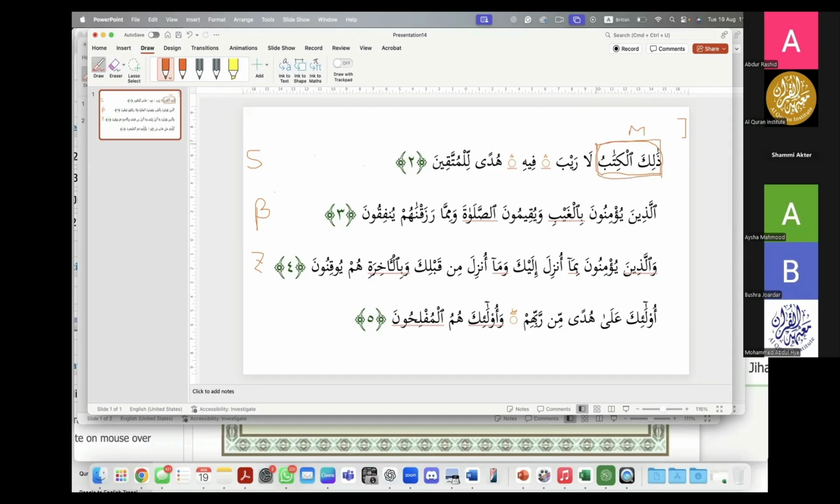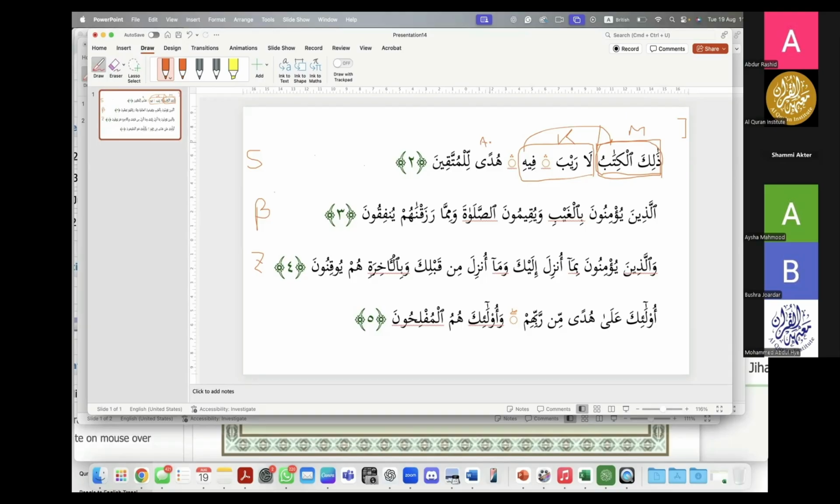Now the question is, where is the khabar of this? La, by meaning, la raiba fihi. This is the book. There is no doubt in it. The khabar finishes here. Mubtada and khabar here now. La rayba fihi. So what is happening with Hudal lil muttaqin, a guidance for the muttaqin? The best explanation of that is this is khabar 2. Khalas.